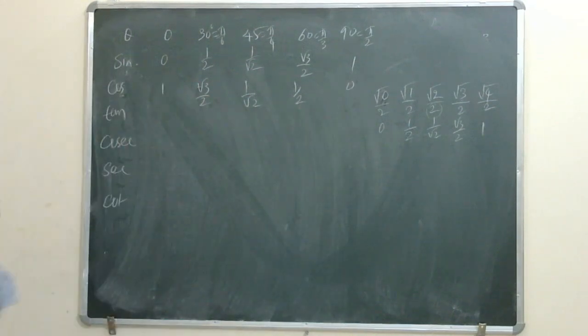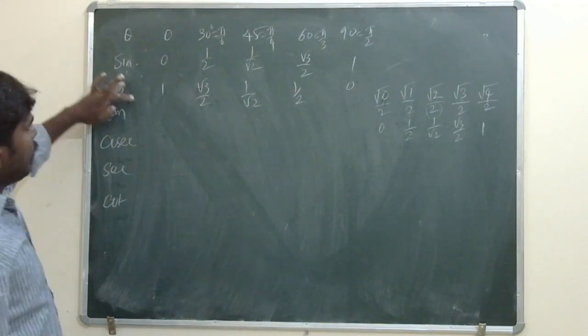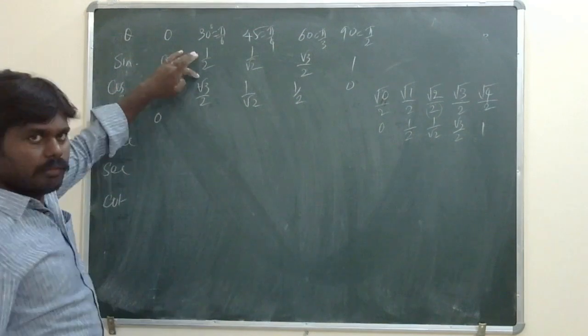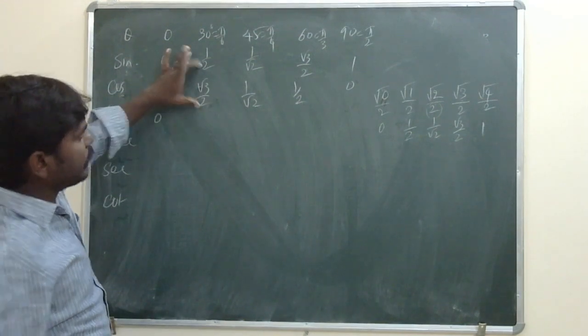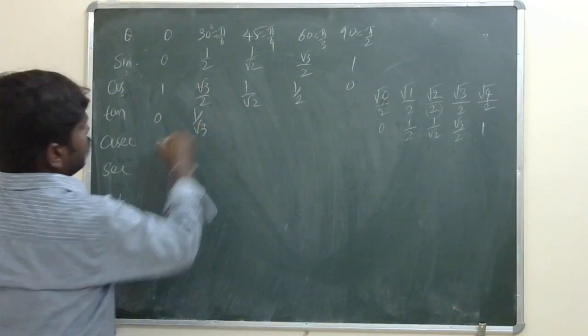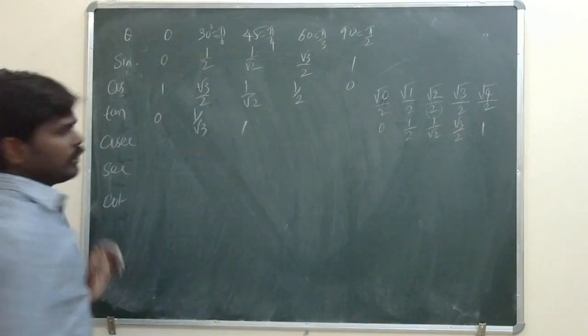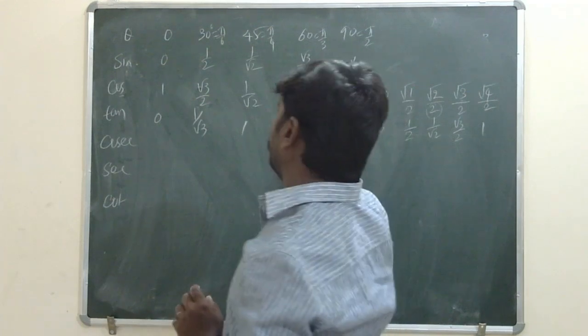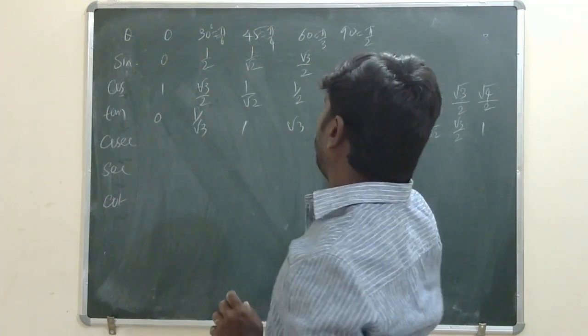Next, sin by cos is tan. So 0 by 1 is 0. 1 by root 2 divided by root 3 by 2: the 2 will get cancelled, giving 1 by root 3. Then 1 by root 2 over 1 by root 2 will get cancelled, giving 1. Next, the denominators will get cancelled and we get root 3. And 1 by 0 means undefined.